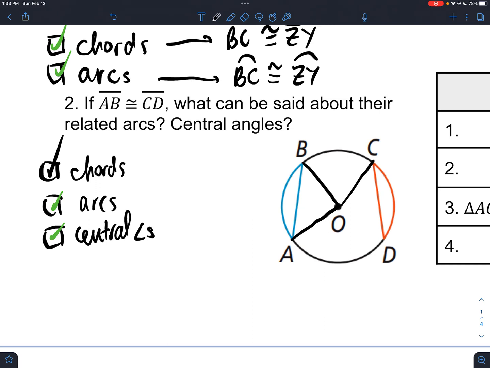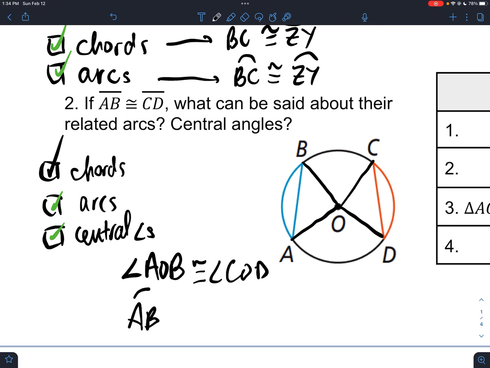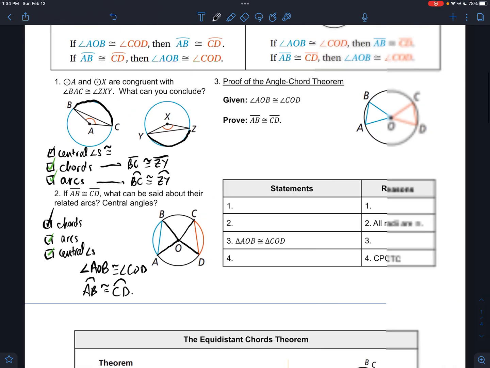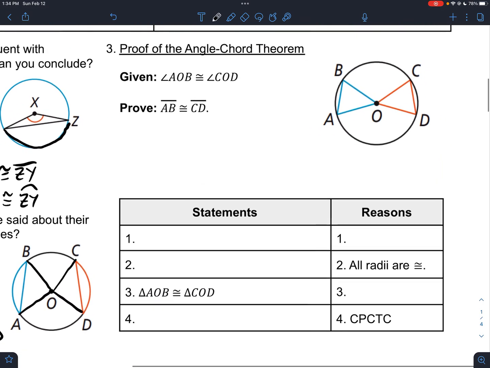So how could we state that? Well, let's go ahead and draw in some radii. And we could safely say that if the chords are equal, the central angles are equal, and the arcs are equal too. So again, just remember, if one of them's the same, all of them are the same. That's all it's really saying.